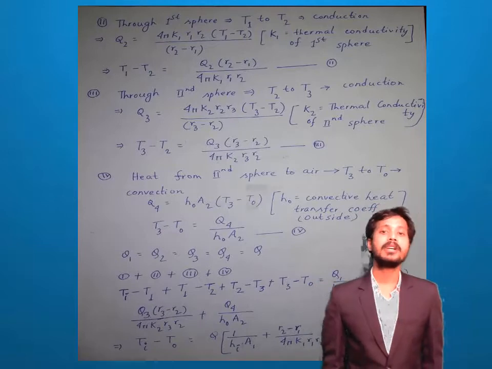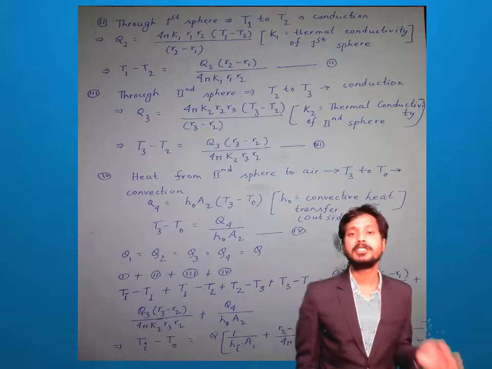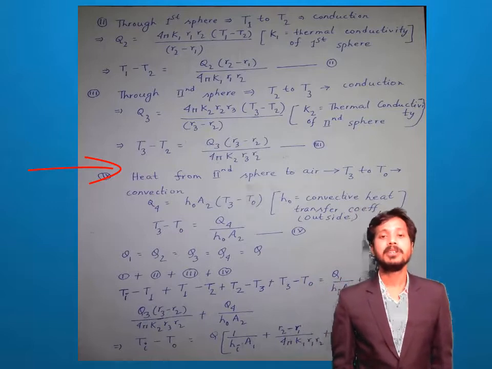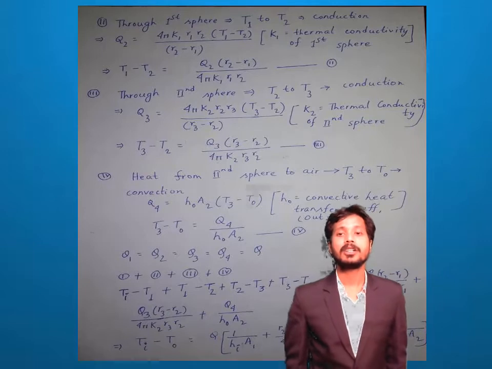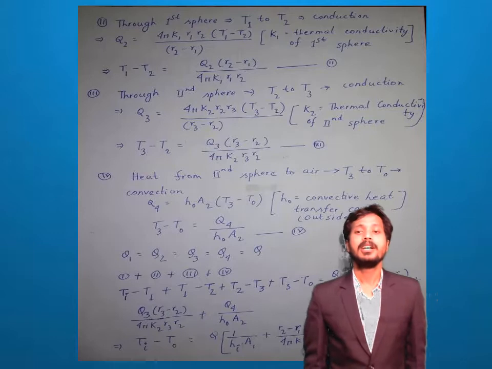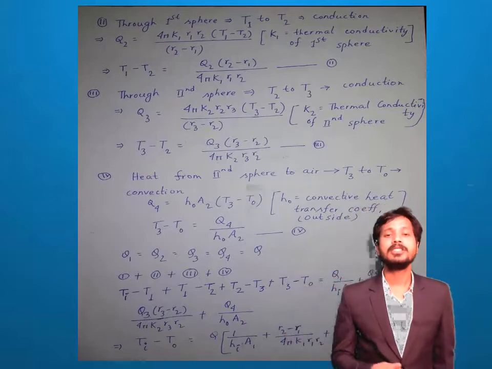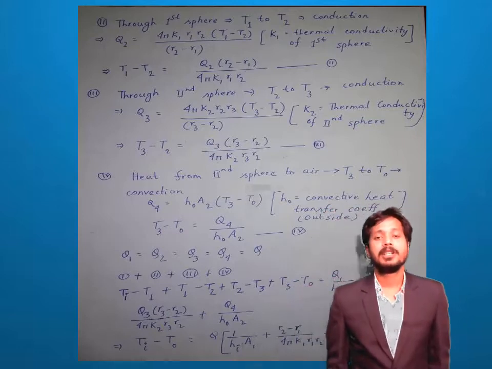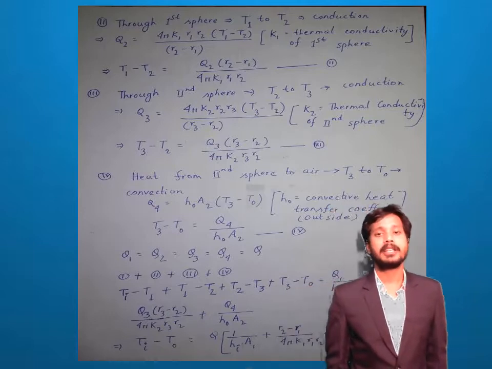And in the same way, heat transfer from the second sphere to air, means from T3 to T naught. Now this is the convection mode because air is the medium, so we have to follow Newton's law of cooling. Q equals H naught A2 (T3 minus T naught). So what is H naught? Convective heat transfer coefficient outside. And A2 is the area of the outside sphere. So here also you can write T3 minus T naught equals Q4 by H naught A2.